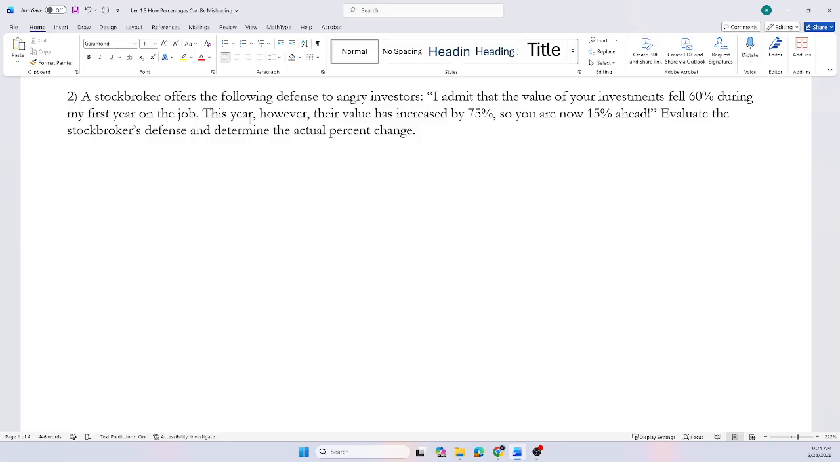So suppose you take a 60% hit. Your first year of investing is a huge loss, right? You lose 60% of the value. But then the next year, you have a 75% increase. Does that mean you're ahead? Well, let's go ahead and take a look at it.